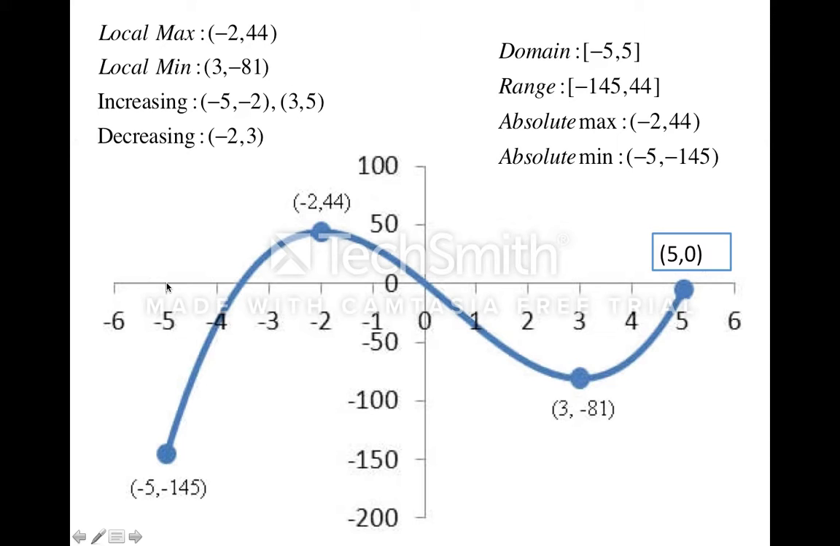The domain goes from -5 to 5. I'm thinking horizontally. I've got square brackets because those points are filled in and included. For the range, I'm going to ask myself, what's the smallest y value? -145. What's the largest? 44. That's the range from largest to smallest. This point here, -2, 44, this is xy notation, is the point that has the largest y value. The point that has the smallest y value, the absolute minimum, is this point here, x, y.